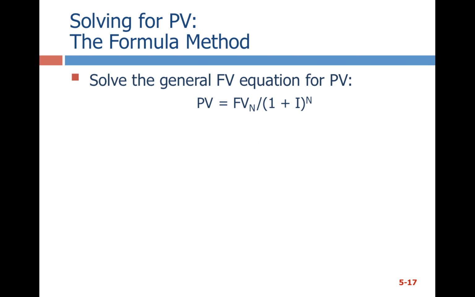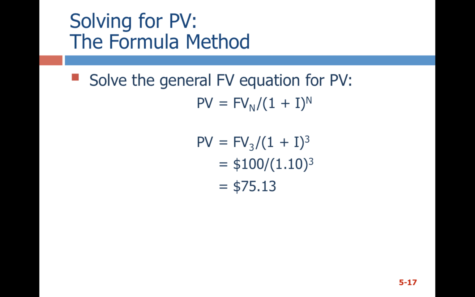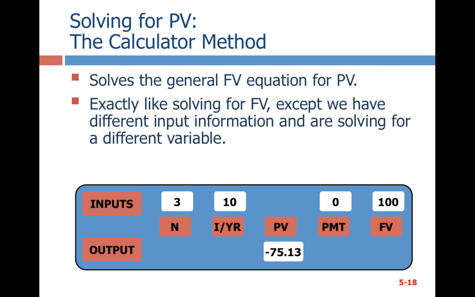You could also solve the question utilizing your formula, which is present value equals future value over 1 plus I to the n power. If you plug all the variables in there, $100 for the future value, 10% for your interest rate, 3 years for your n, you'll end up getting a present value of 75.13. You could also do this with a calculator, but we're not going to do that again. We'll use Excel, but this slide is useful for showing what the inputs are and what your output would be.